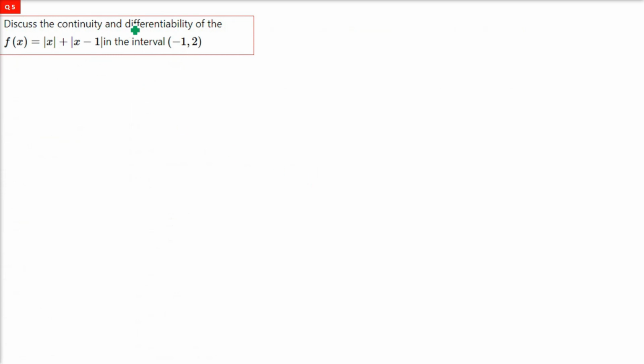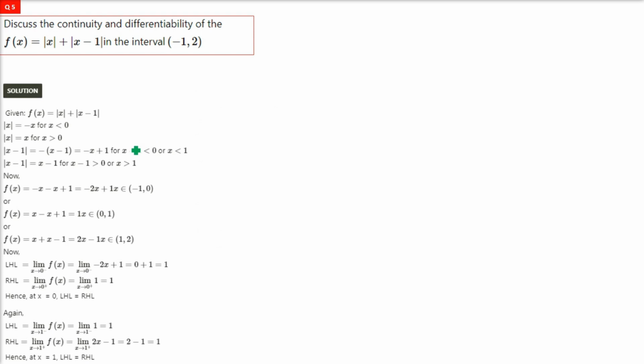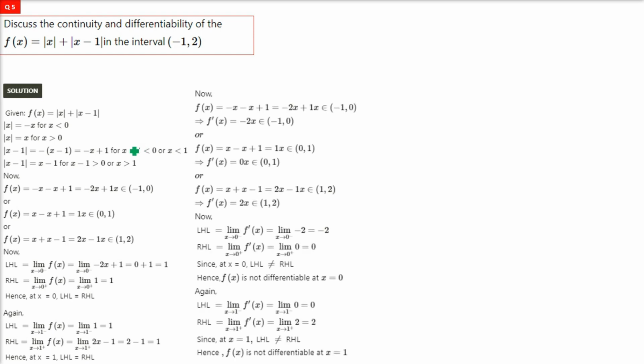Now discuss the continuity and differentiability of this f(x) equals this. In the continuity discussion we have done this a lot. Okay. So minus 1 to 2, this is the whole interval. So you have to check in different partitions. So let me just make it like this. You have a 0 here, you have a negative 1 here, 1 and 2. So negative 1 and 2 are not of that importance right now.